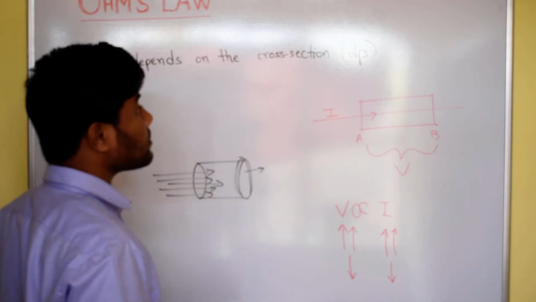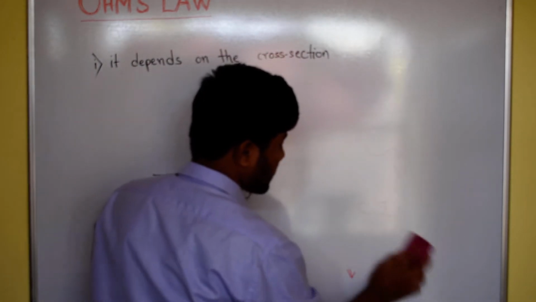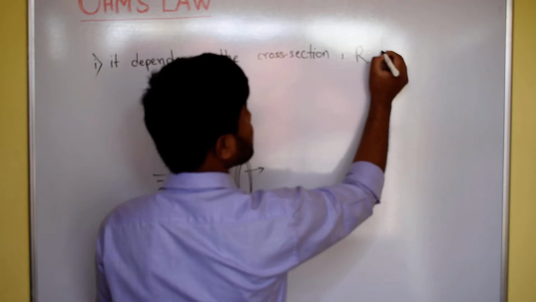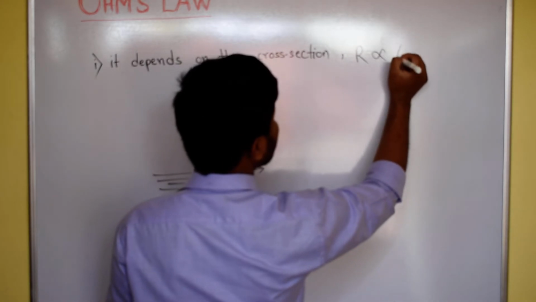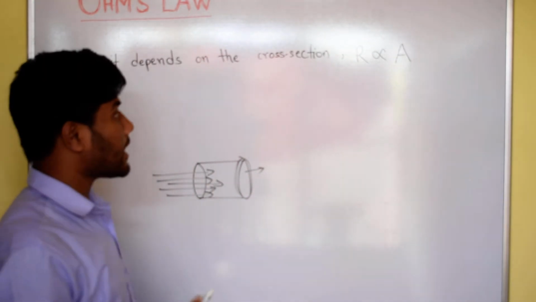I am writing it in another way. Resistance is directly proportional to the area. Resistance is directly proportional to the area.